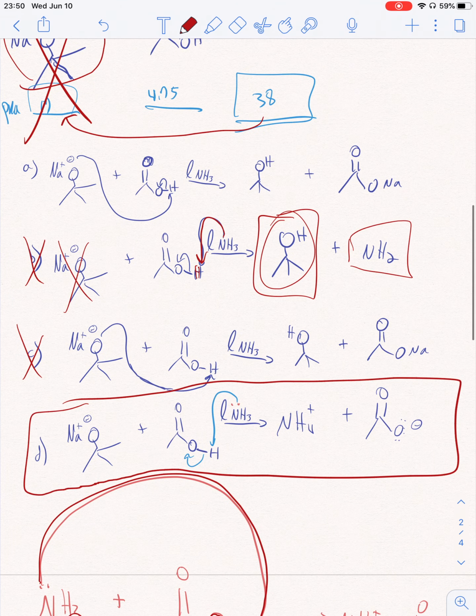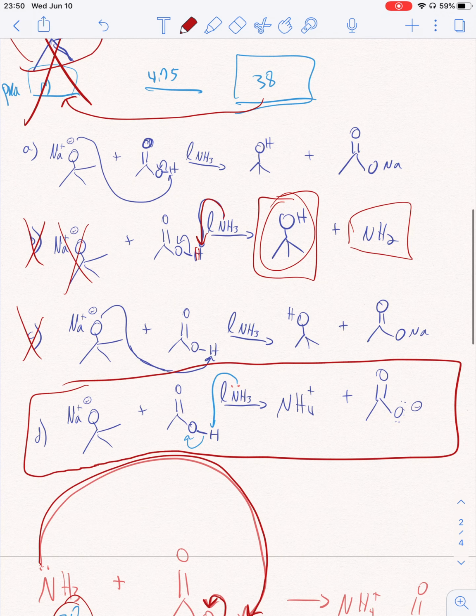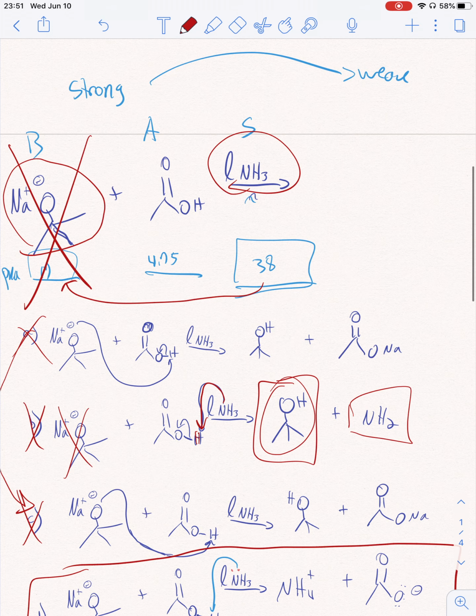All right, A doesn't work because A and C are the same answer actually. It doesn't matter. A doesn't work because of the solvent effect, right? Solvent effect is necessary. So that's the solvent effect.